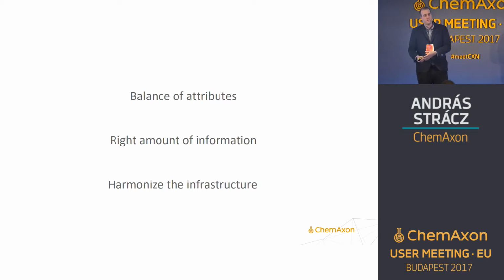One is that the chemist wants to have a very nice balance of attributes, but that's very difficult because either you have too little data or too much. So there needs to be a balance there too. You need just the right amount of information. And some of these tools are like ChemAxon, some are not ChemAxon, some are internal, some are external. So you also need some mechanism to harmonize this big infrastructure.